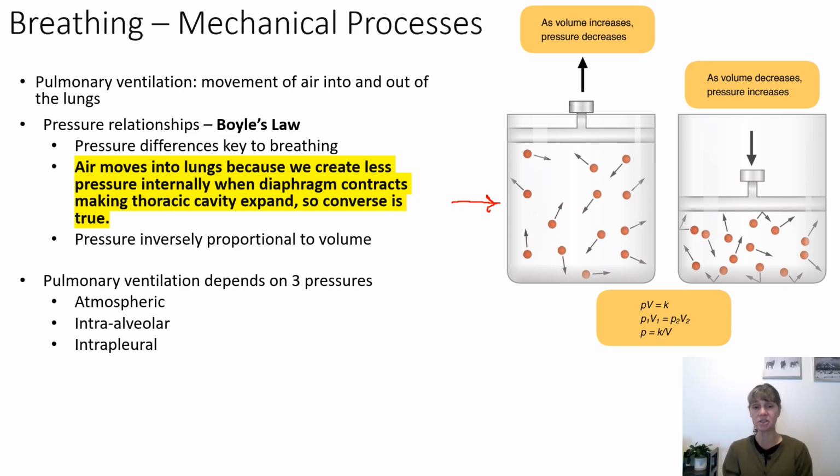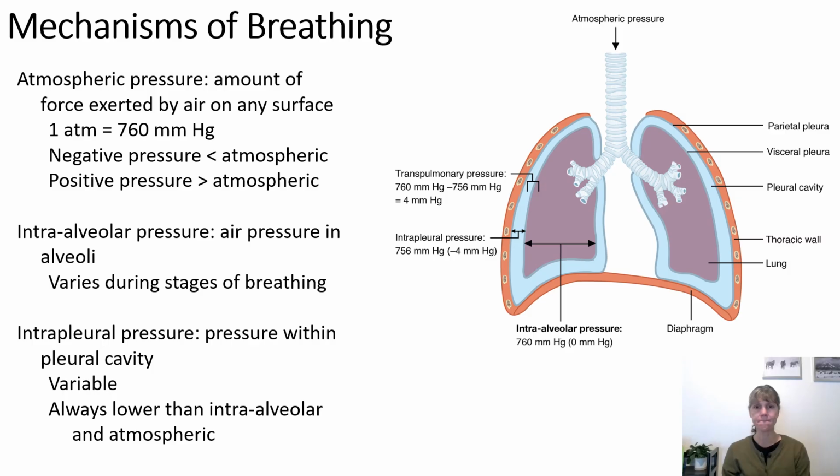Pulmonary ventilation depends on 3 pressures. One is atmospheric, the other is intraalveolar, and the third is intrapleural. Atmospheric pressure is defined as the amount of force exerted by air on any surface. It's measured at sea level at 760 millimeters of mercury, or 1 atmosphere. If we have negative pressure, that would be less than atmospheric pressure. Positive pressure would be greater than atmospheric pressure.